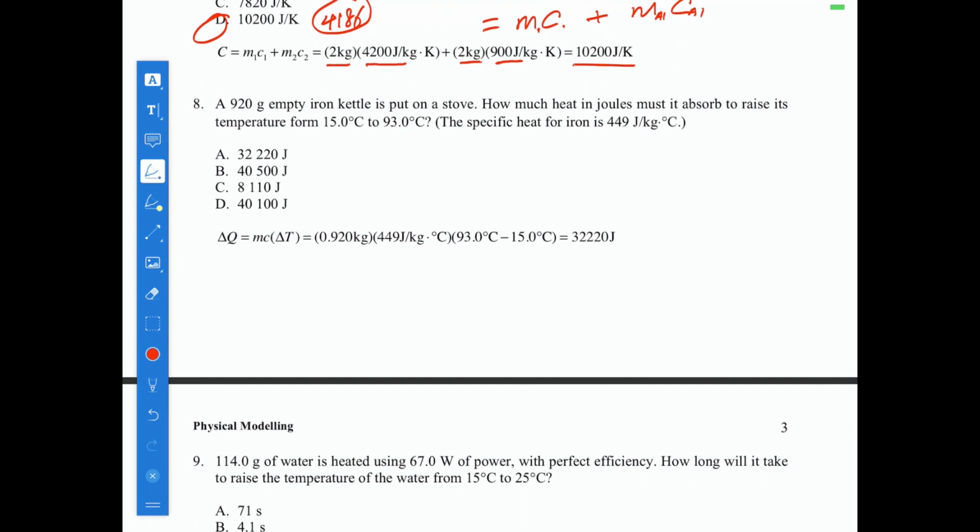Number 8. So the rise of temperature. So you got this is your delta T. You got the mass. You got your specific heat of the iron. So this is your answer. So your answer is A.